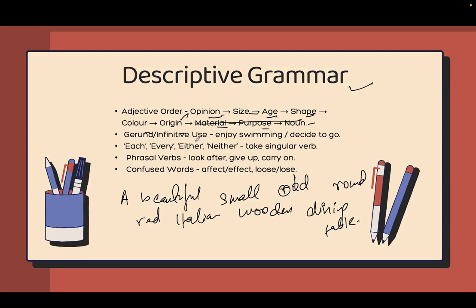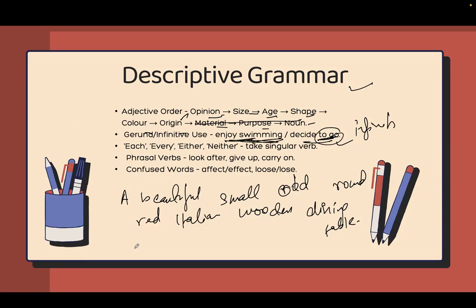So some verbs take gerunds, some take infinitives. Okay. I enjoy swimming, but I decided to swim, decided to go to swim. Okay. So I decided to go. That "to go" is an infinitive. And swimming is a gerund.